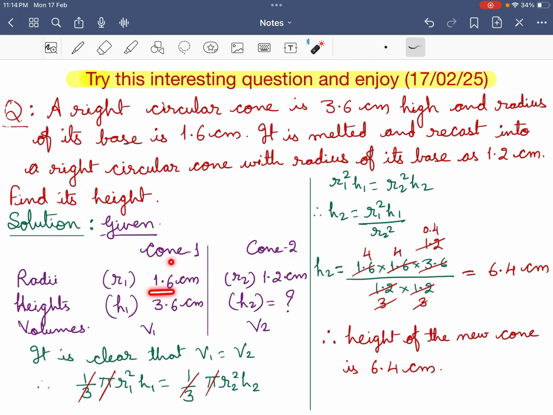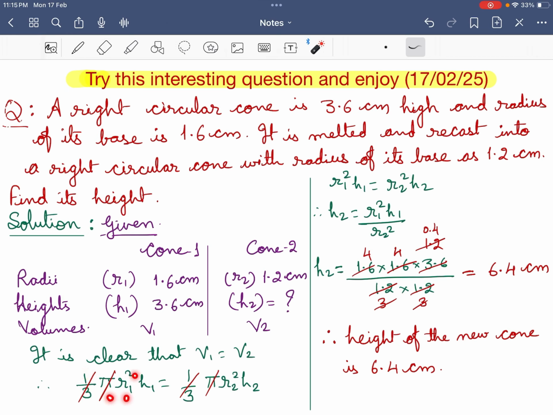First, let's see what is given. Cone 1 and cone 2 comparison. The radius of cone 1 is 1.6 centimeter and the radius of cone 2 is given as 1.2 centimeter. The height of the first cone is given as 3.6 centimeter, and the height of the second cone we have to calculate, that is asked in the question. Since radius and height are there, we can take volumes. It is recast, which means the cone 1 volume and the cone 2 volume are the same.